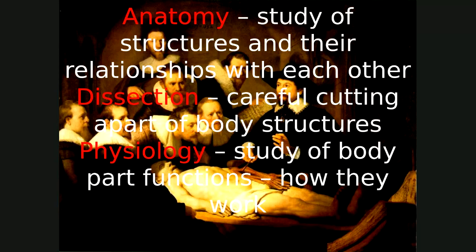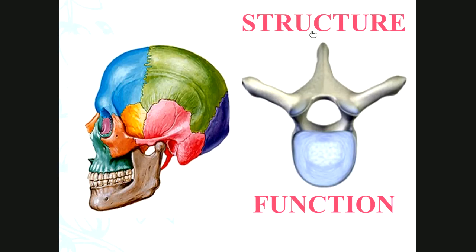So in order to study anatomy, we need to dissect the human body. Dissection means the careful cutting apart of these body structures in order to study anatomy, which is the study of these structures and their relationships to each other, versus physiology, which is the study of how these body parts function and how they work together. There is a close relationship between structure and function, or anatomy and physiology.